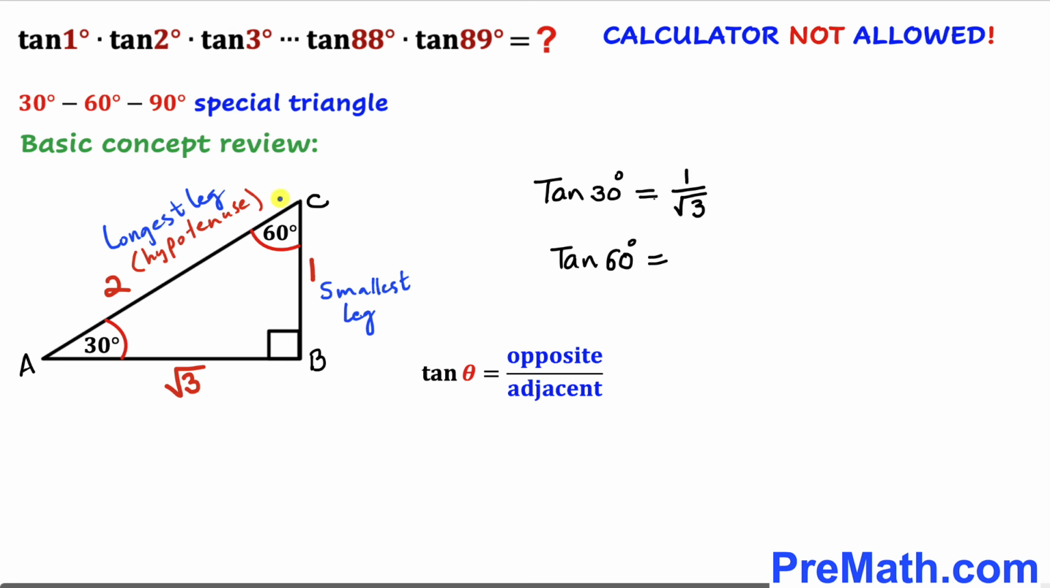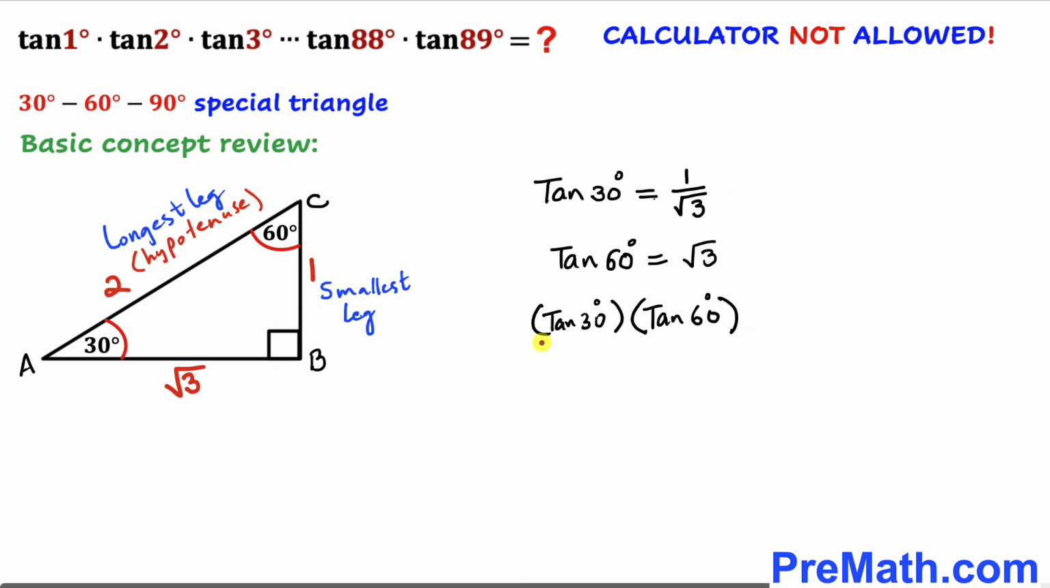Now we are going to consider 60 degrees. For 60 degrees, our opposite side is square root of 3 and the adjacent is 1. So the tangent of 60 degrees is the opposite side, square root of 3, divided by 1, and that is going to give us simply square root of 3.